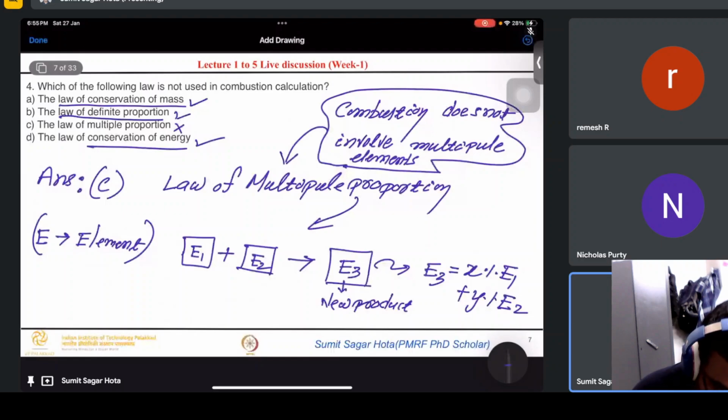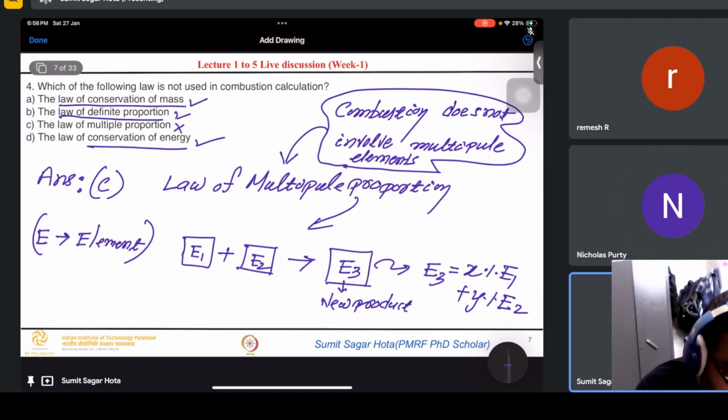Here the game is different. It is telling that we add methane with some other fuel, maybe hydrogen, and we get another fuel. We are not talking about three fuels here. We are talking about only one fuel and we are just doing a combustion.